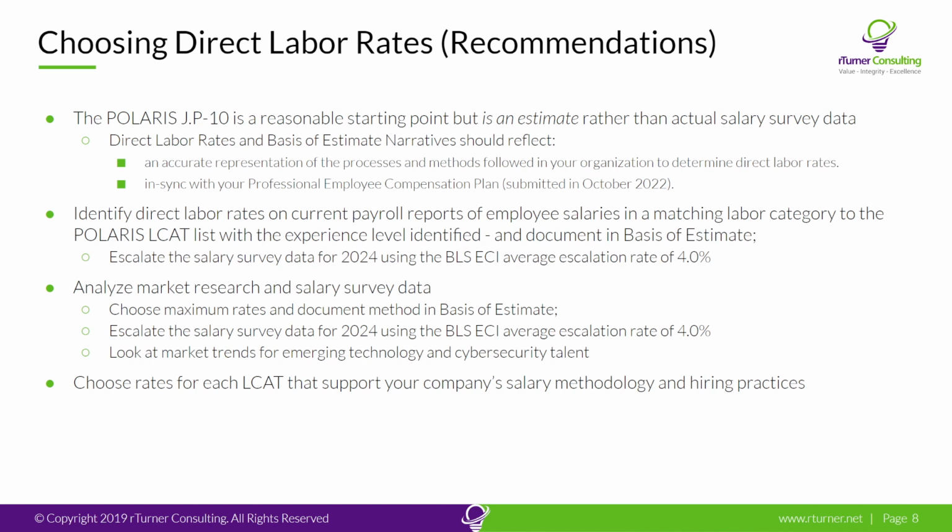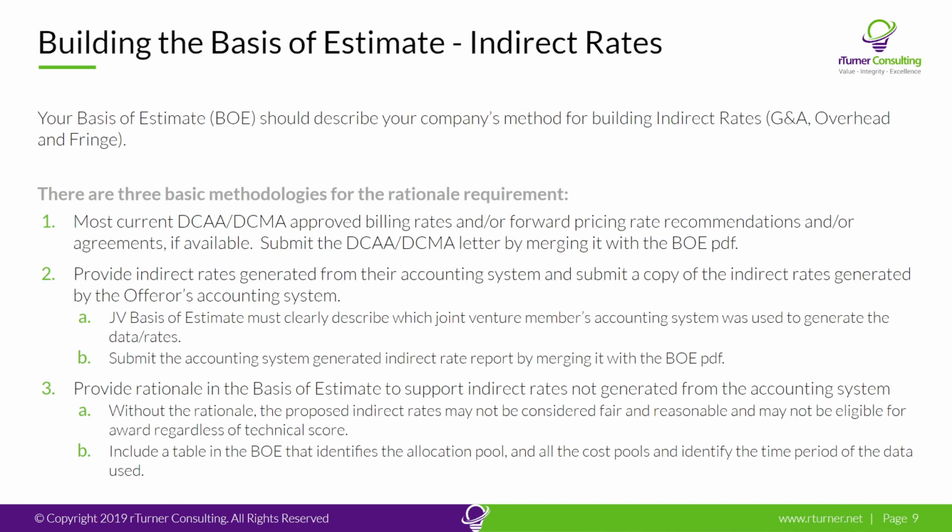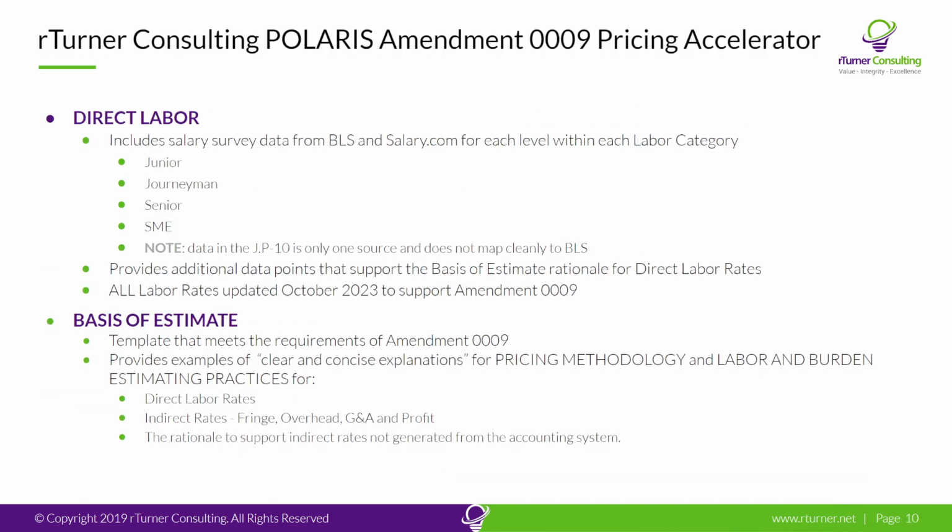Okay, so that's one thing that I think you should do. The next thing is you should look at the data that we provided from BLS, Salary.com, and Robert Half International. So Robert Half International, I'm going to start there. They have pretty high rates, but they don't provide anything beyond senior. So we don't have SME rates from Robert Half. And the published data right now is for 2024. So there is no need to escalate the rates that we collected from Robert Half International.